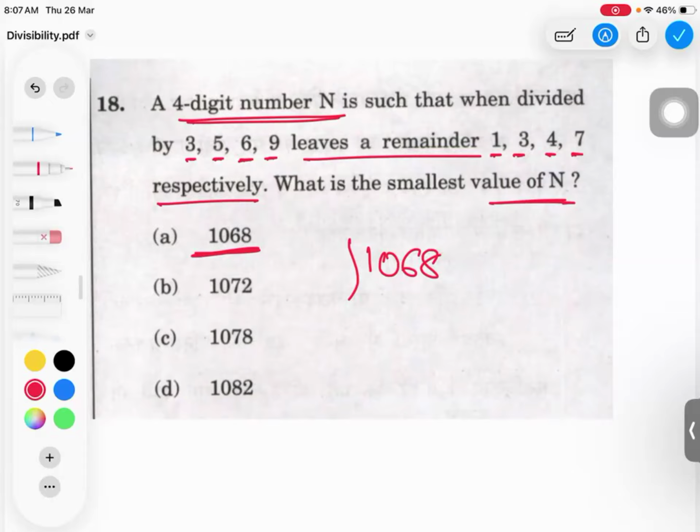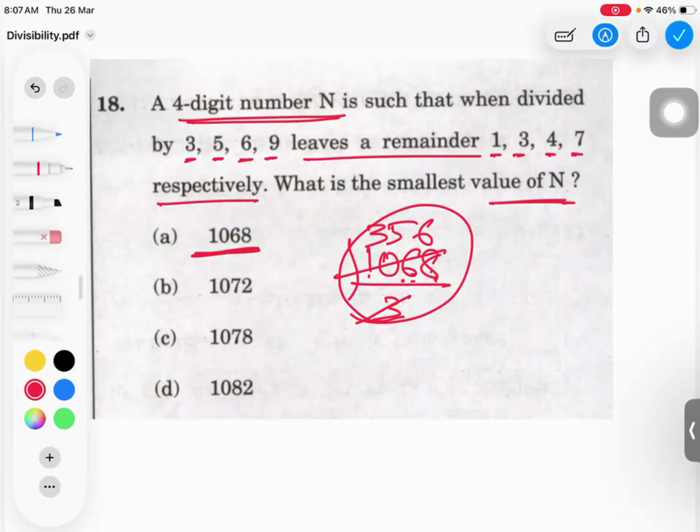Look here, what is 1068? First of all, the question says divided by 3 leaves a remainder 1. Divide this by 3 and see. 3 3s are 9, 1; 6, 1; 6 is 3 5s are 15, 1; 8. I think this got divided, right? It got divided completely. Also, you could have checked the divisibility: 8 plus 6 is 14, 14 plus 1 is 15. So this was completely divisible by 3. So 1068 is not the answer. Okay.